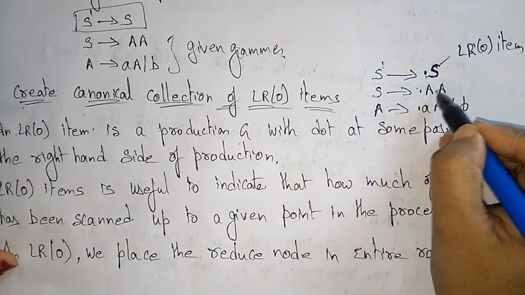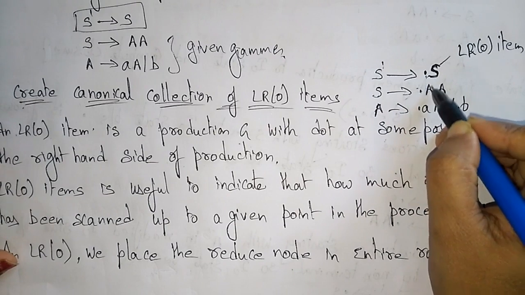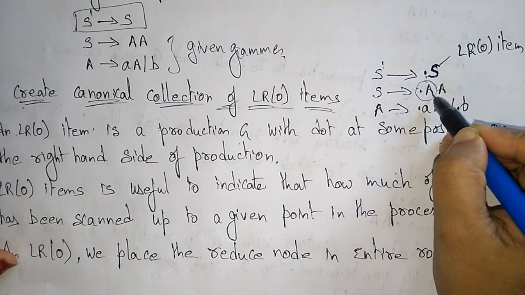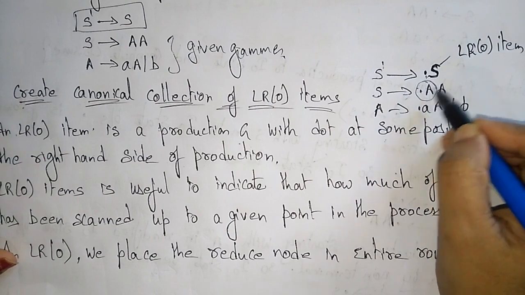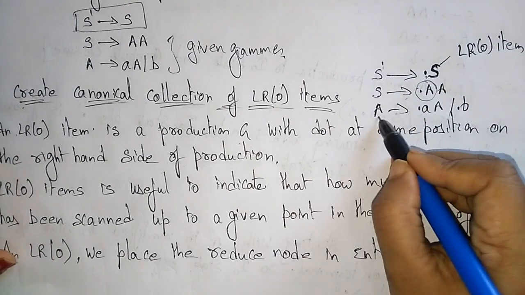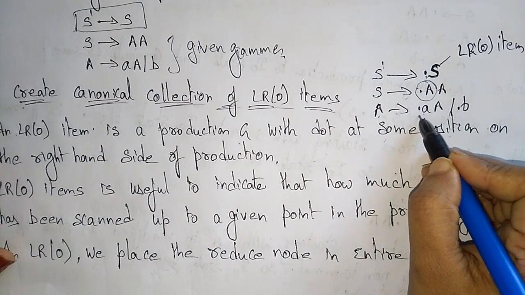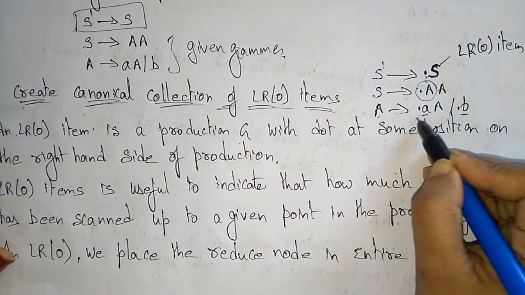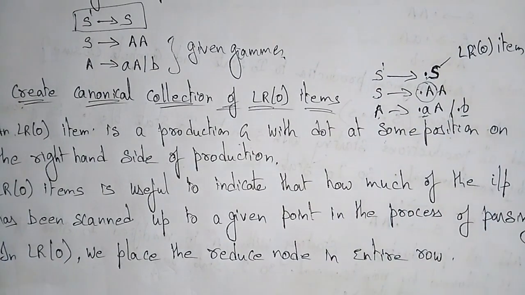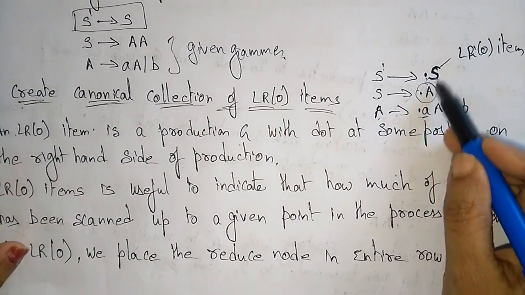So generate again S tends to dot AA. Again, after the dot a non-terminal is there, so you need to expand the complete productions of that closure. So dot A means again A tends to dot AA slash dot B. But after the dot there are only terminal symbols, there is no non-terminal. Then you need not extend the productions, because terminals have no productions. Only the non-terminals will have productions.